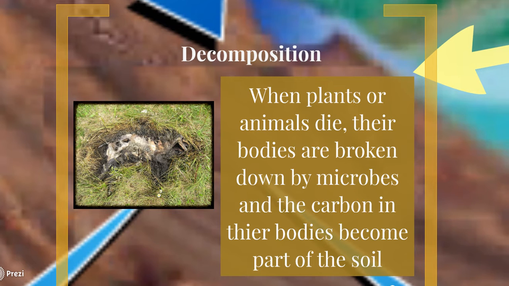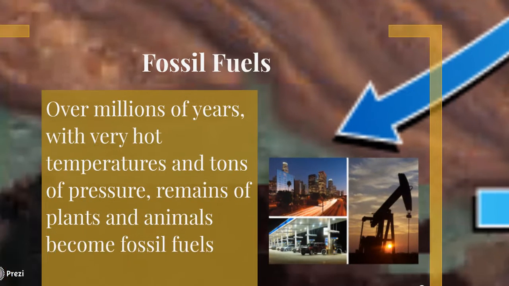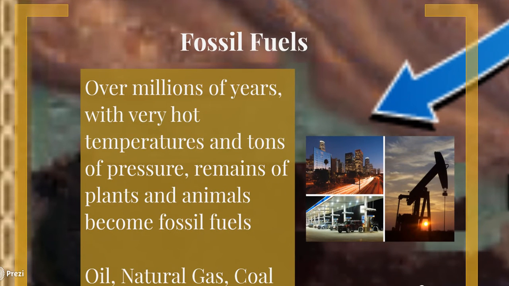Once plants and animals die, their bodies are broken down by microbes and the carbon in their bodies becomes part of the soil. And after a long period of time, millions of years with very hot temperatures and tons of pressure, the remains of the plants and animals become fossil fuels. Our three types of fossil fuels are oil, natural gas, and coal.